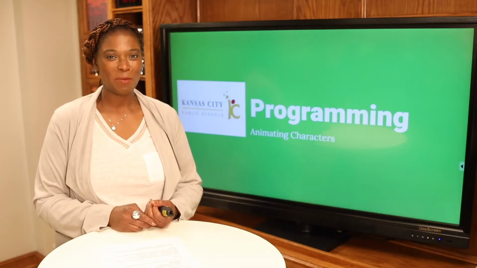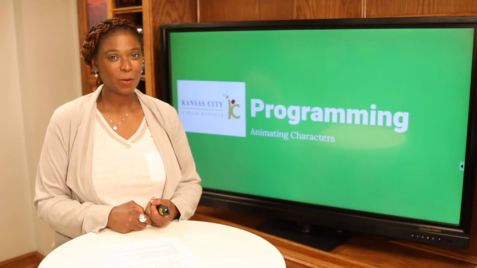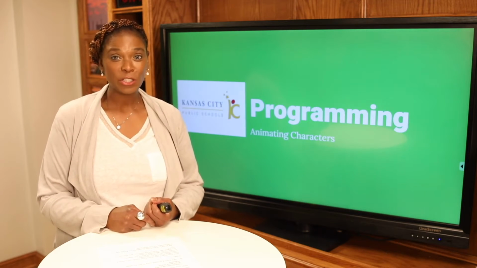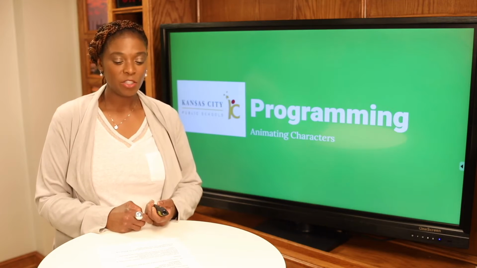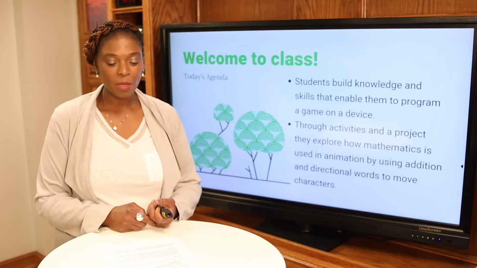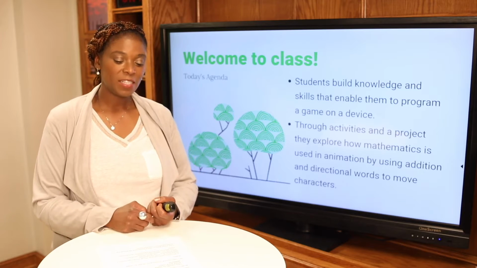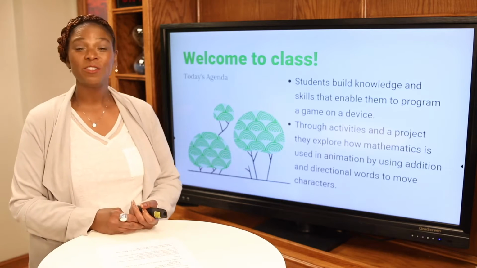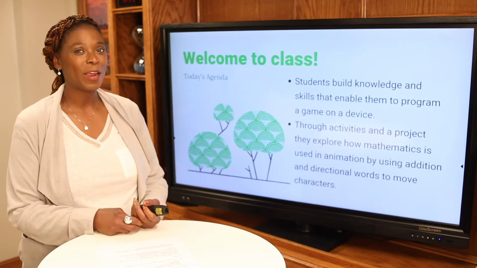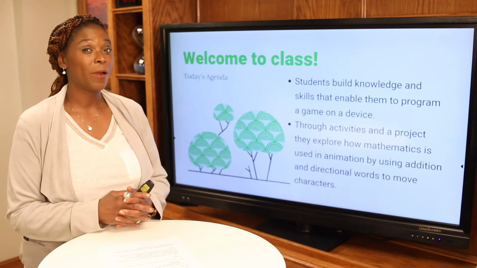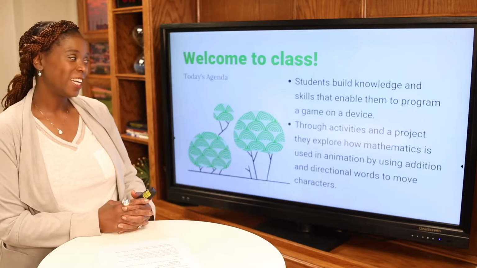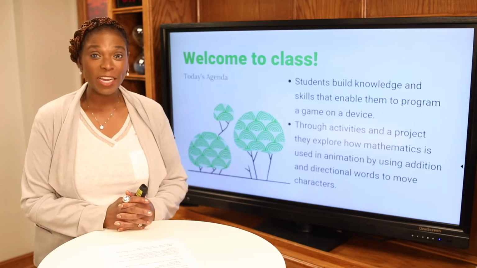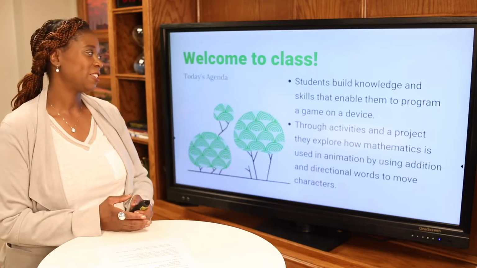Hello, this is Erica Mavian, iSpark STEM Coordinator with Kansas City Public Schools, and this is STEM for grades 1st through 3rd. Today we're going to develop plans that describe a program's sequence of events, their goals, and the expected outcomes. Your students are going to be able to build knowledge and skills that enable them to program on a device. And throughout these programs and activities, they'll have a project where they can explore how math and animation are combined to make directional words come alive for their characters.